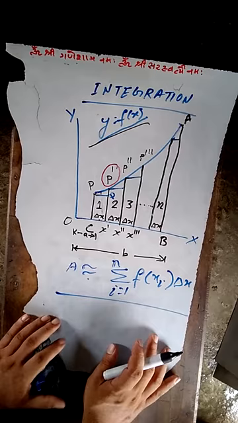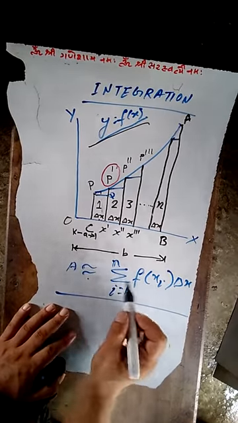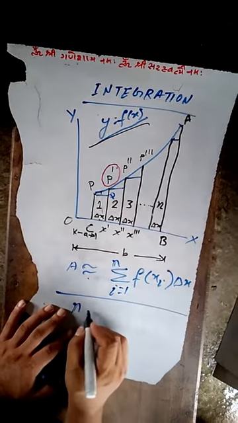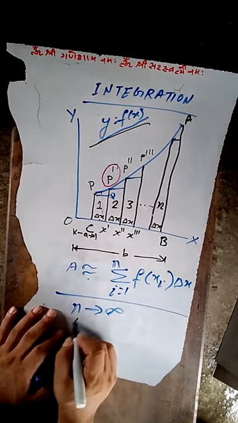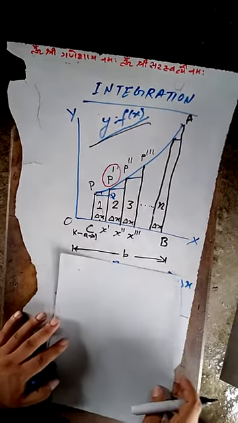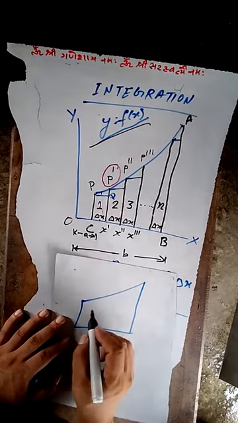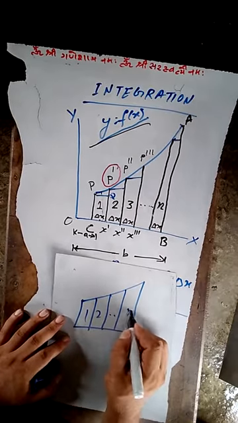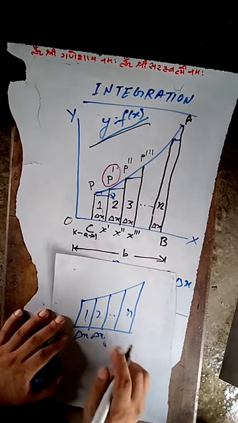Here you can find that if you make delta x smaller, or you can say if the number n of these strips tends to infinity, then what will happen? The width delta x will tend to 0. How? It is like this. Suppose this is your area, and these are your strips, the first, second, and so on. This is the nth, and this is your delta x. Each width is your delta x.